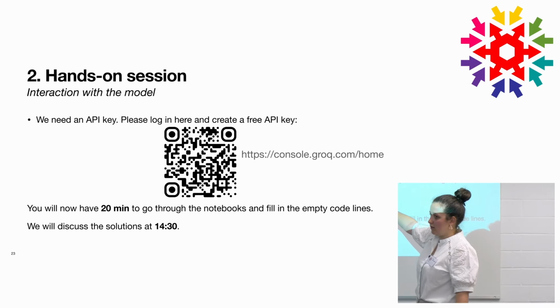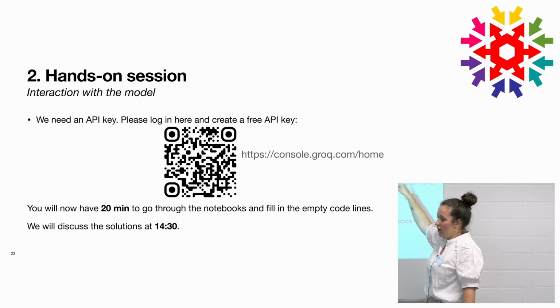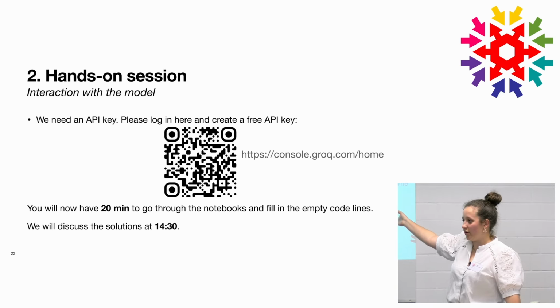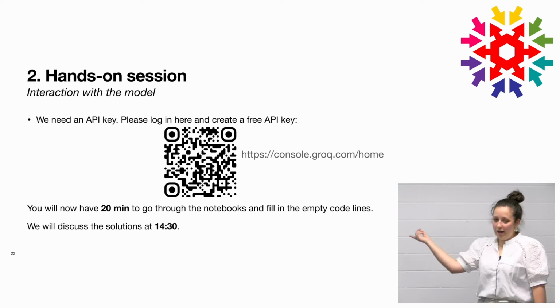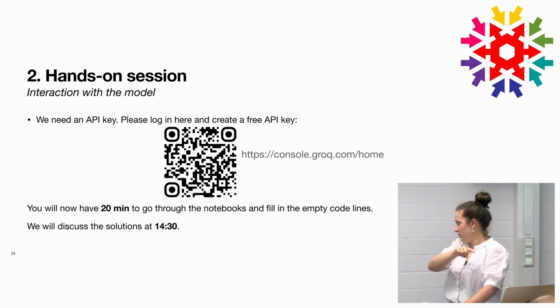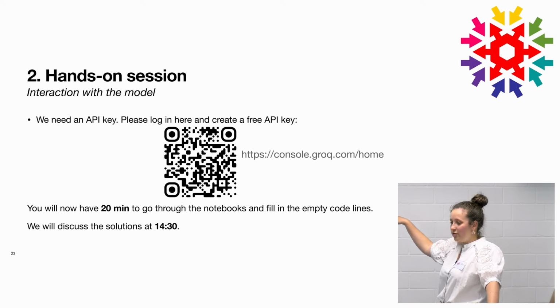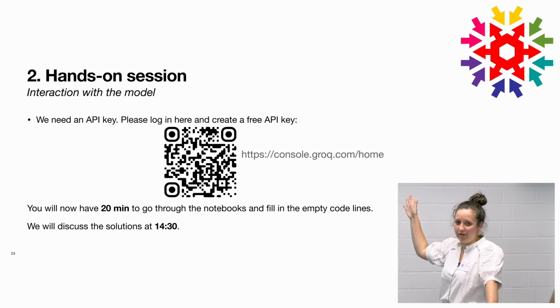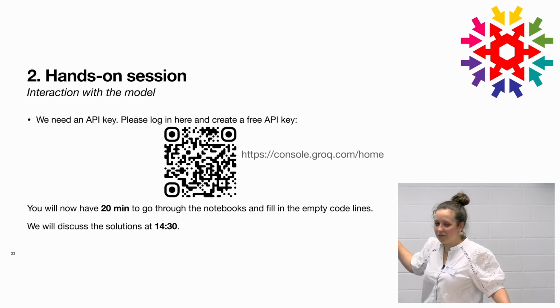So please scan the QR code, or you can also just search for Grok. You need to sign in there with, for example, a Google account, and then click on creating an API key. And then you copy it and insert it into the notebook. This comes with some rate limits, so if you actually want to use it for some data extraction, this might crash the limits, but for this tutorial it works.